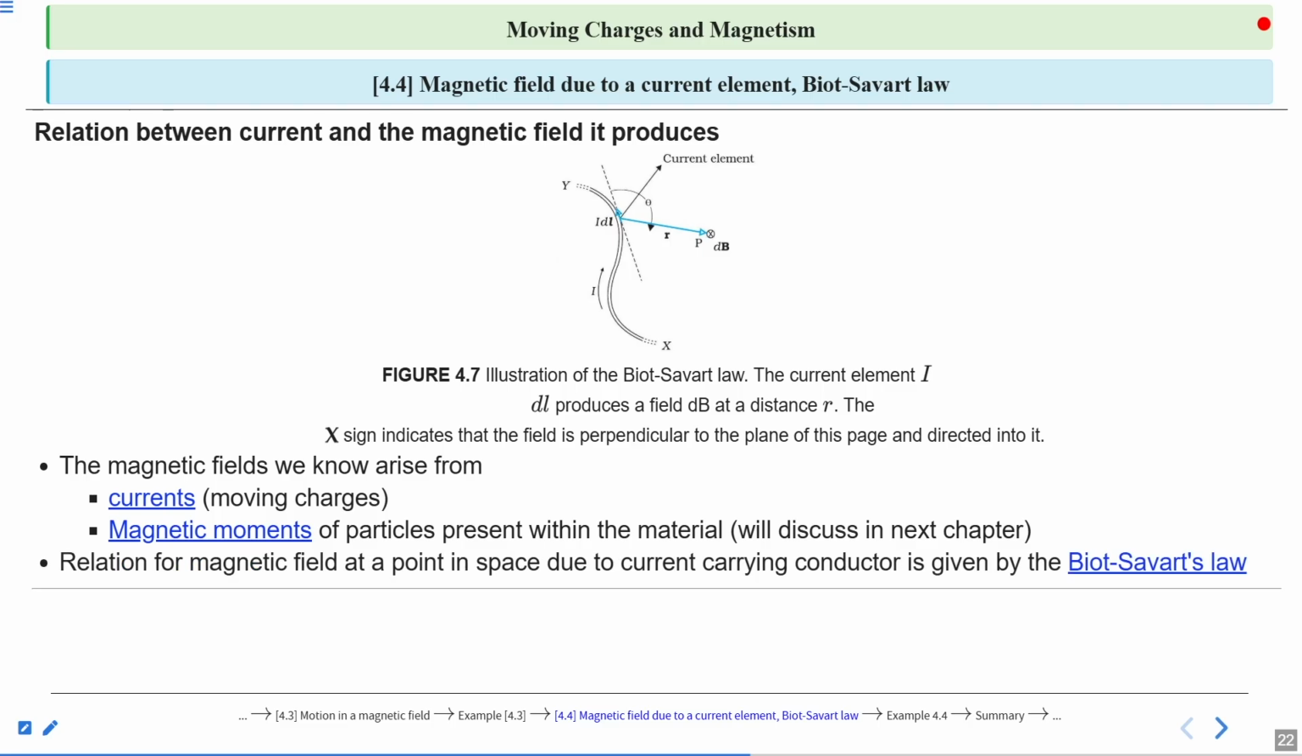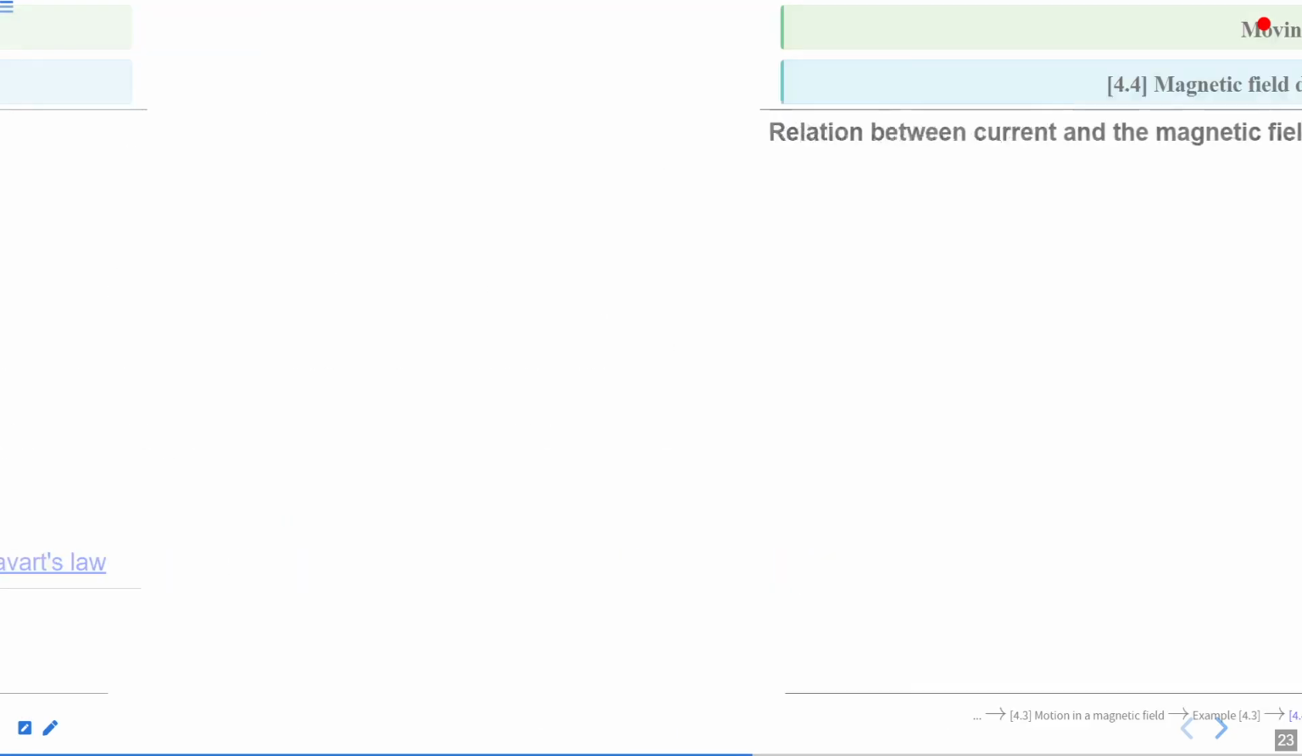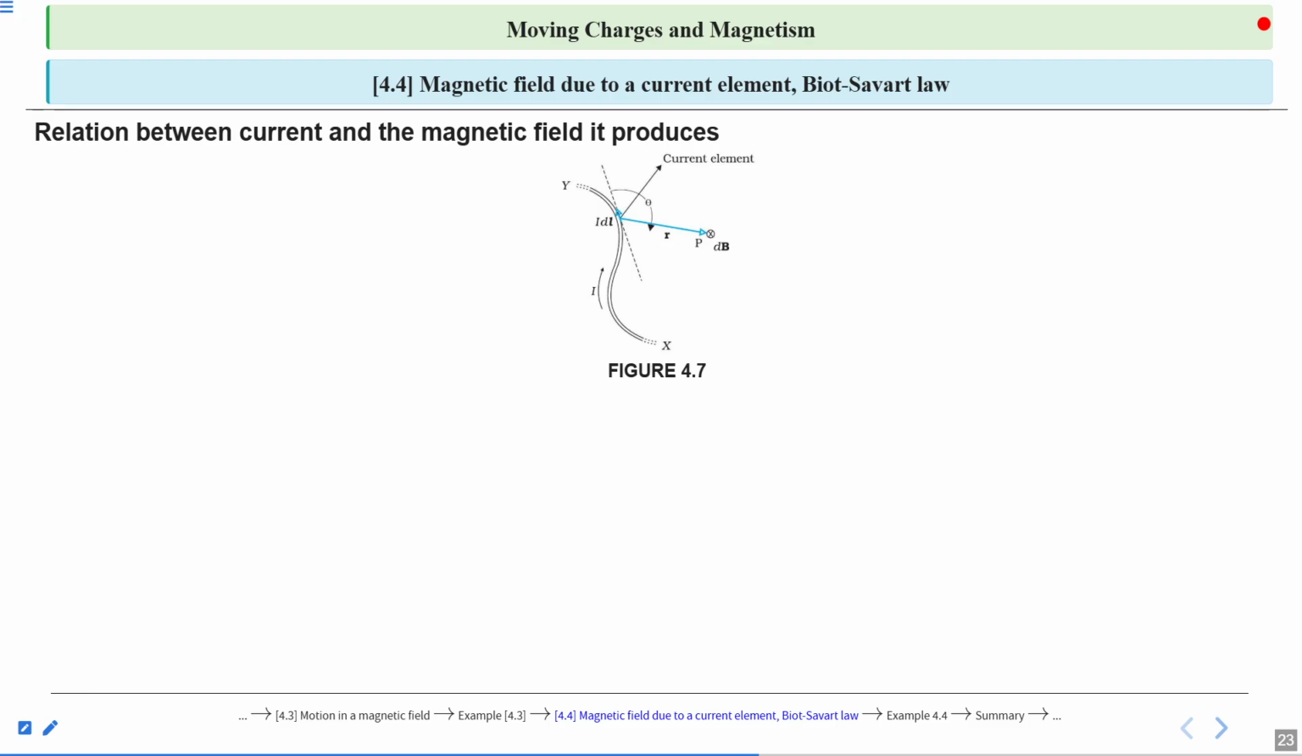The relation for the magnetic field at a point in space due to a current carrying conductor is given by Biot-Savart's law. So what is the magnetic field produced at a point in space by some conductor that is carrying current? That relation is given by Biot-Savart's law. So what was that relation? There is a finite conductor XY. You can see in figure 4.7 there is a finite conductor. It is not infinite, it is a finite conductor XY, carrying current I in the upward direction.